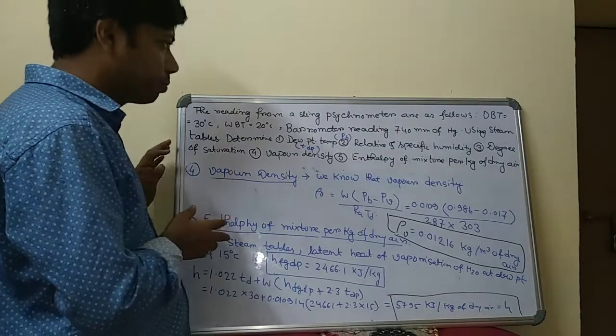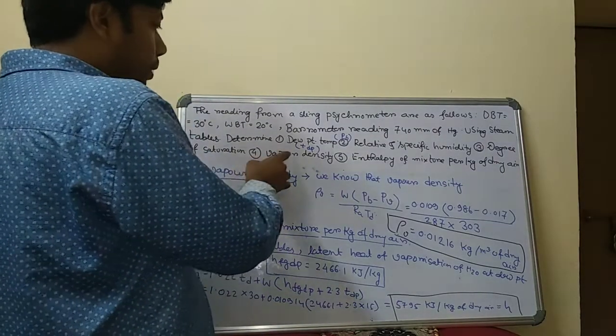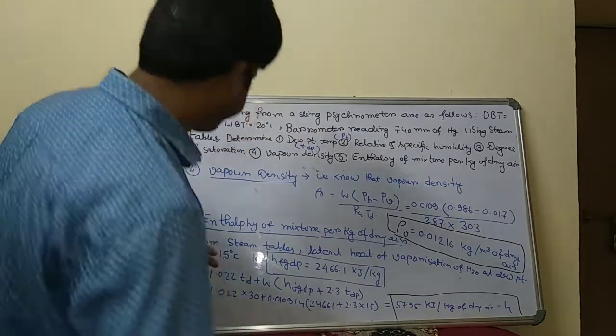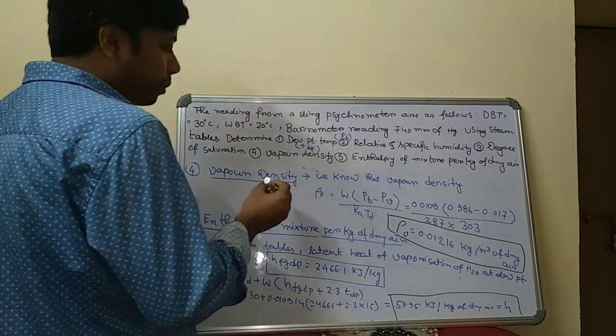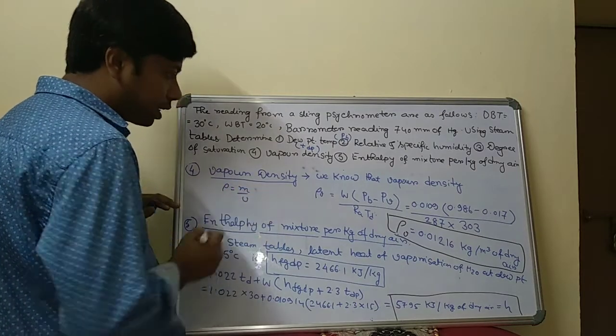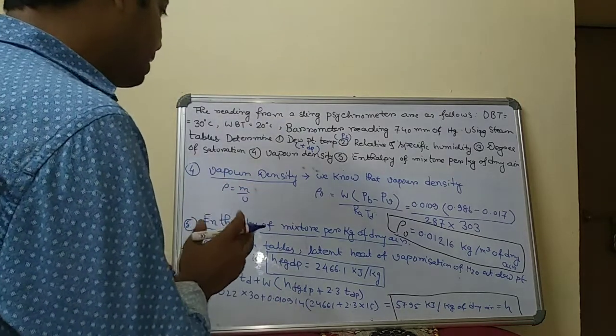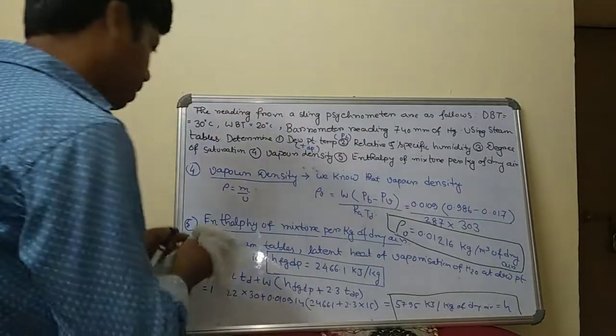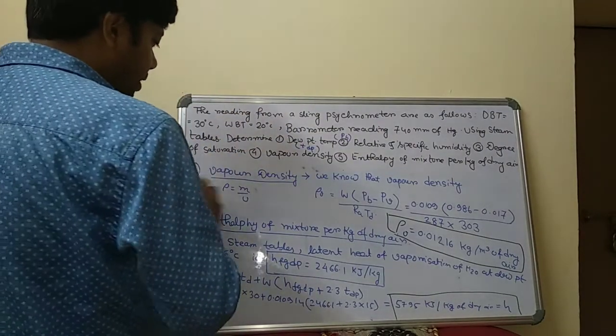So in this part of the problem, we will calculate the vapor density and enthalpy of mixture per kg of dry air. Now, as you know, density is the mass per unit volume. You have to calculate the vapor density, which means the density of vapor.